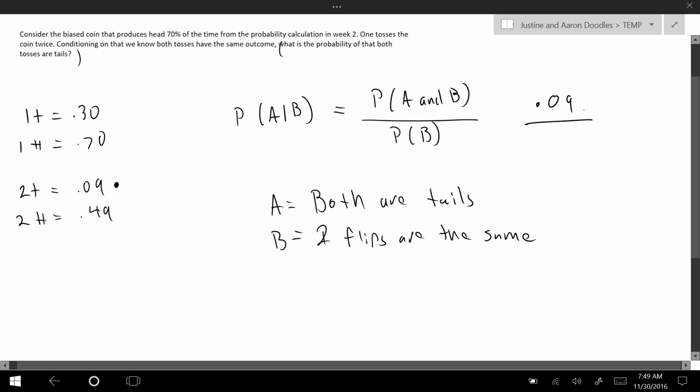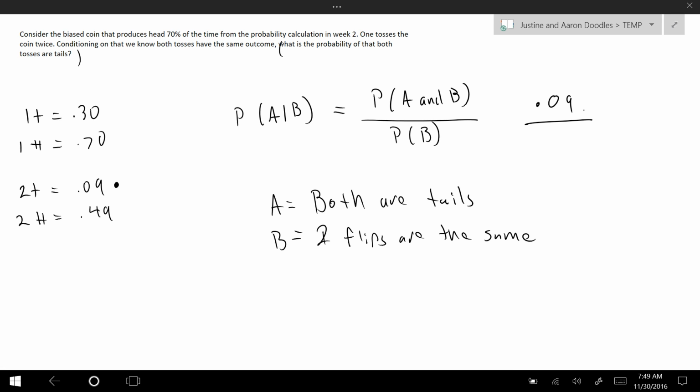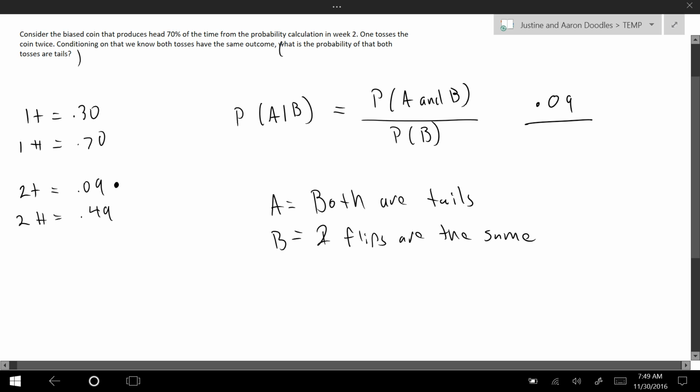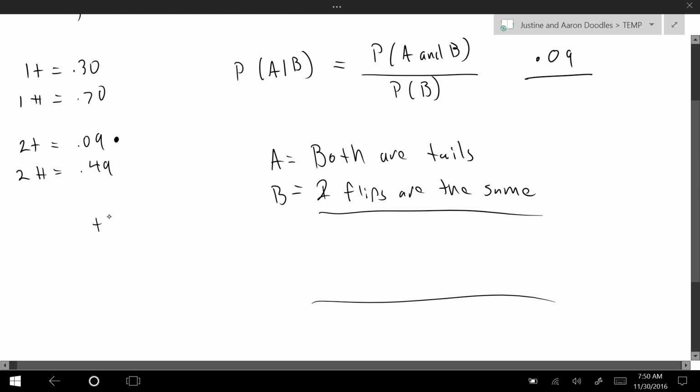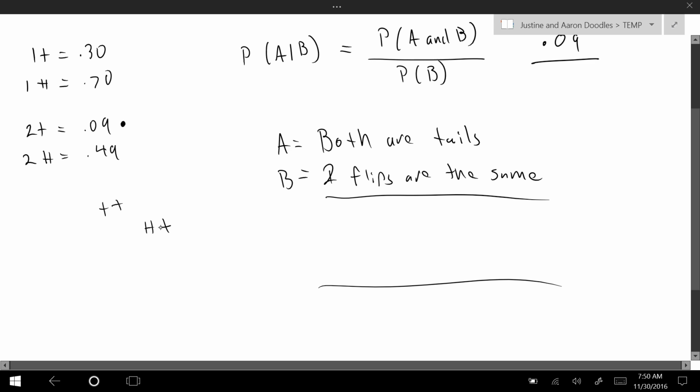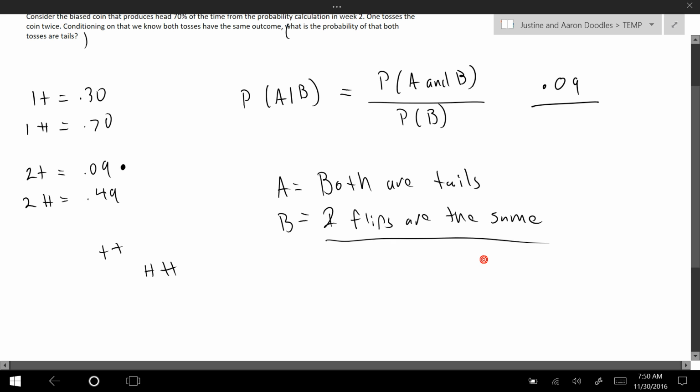Now, this is the part that took me a little time to figure out, because B is then two flips. Two flips are the same. If we take some time and think about that, the two situations that can occur are tail-tail and head-head. And in this case, we need to take both of those instances into consideration for this bottom part.